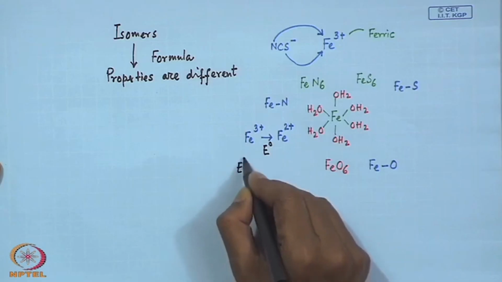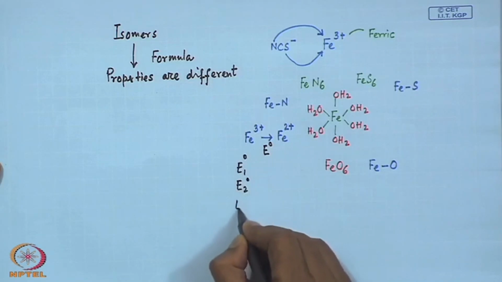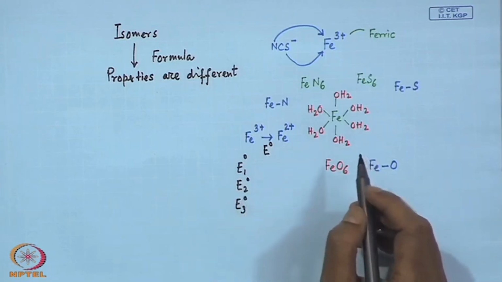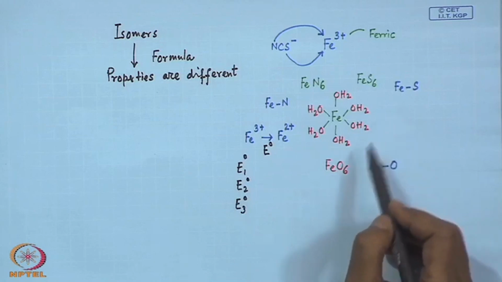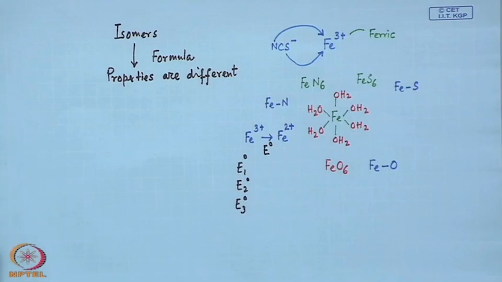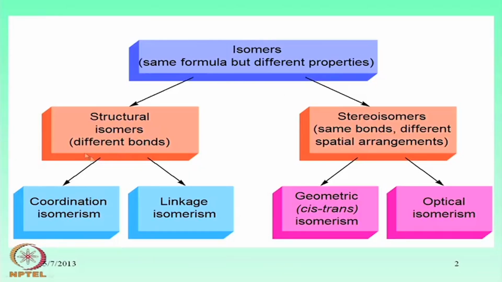So, we can have E1 0, we can have E2 0, or we can have E3 0, which are very much characteristic of 3 different types of species which are forming in the solution, with different ligand arrangements around the ferric center. So, we definitely have a different property related to the isomeric form, because we have different bonds for the structural isomers, and we can have coordination isomerism. That means one particular ligand is directly attaching to the metal center instead of going outside the coordination sphere, that means going to the second sphere of attraction. Similarly, for linkage isomerism also it is different, and as we have just discussed, the same bond but different spatial arrangement can lead to cis-trans isomerism or optical isomerism.